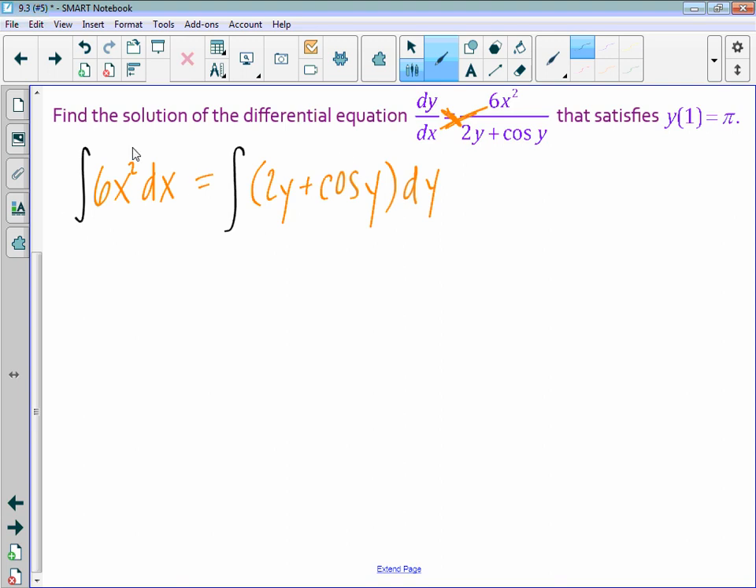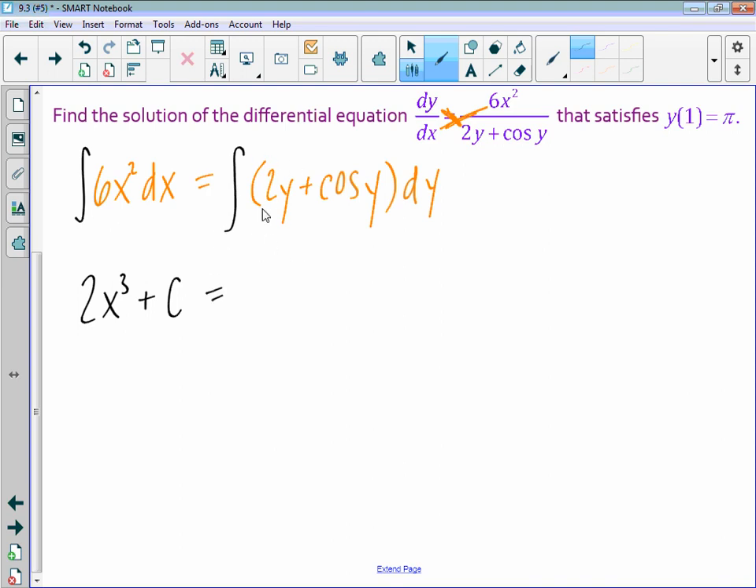Okay, now we do antiderivative. So the 6 kind of just hangs out. The x squared turns into x cubed over 3. So what's that going to turn into altogether? 2x cubed. And if you take the derivative quick, you can see that you did it right. You need a plus c on one side or the other. I'm going to put the plus c on this side because it's the x side. That's usually the one I put it on, but it doesn't matter.